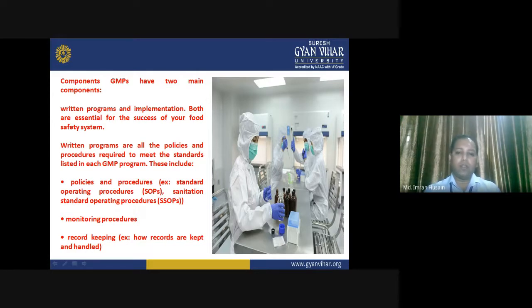Record keeping, how records are kept and handled. Proper filing is maintained, proper registers are maintained. Okay, on what date, what type of testing was performed, right? How many samples were tested? What were their final results? Have they been signed? Where are their samples?